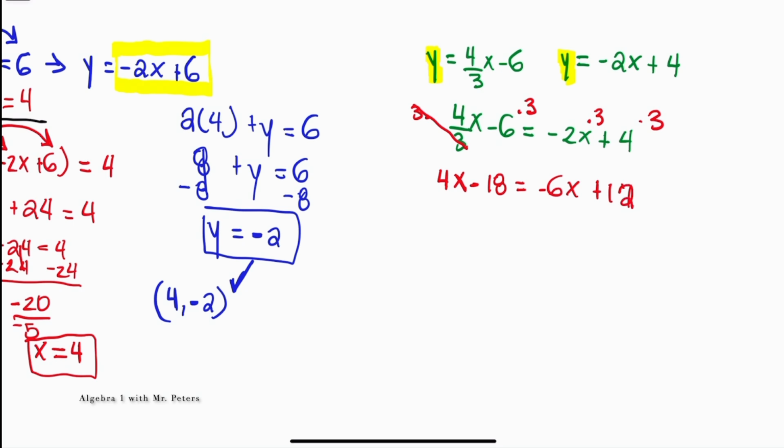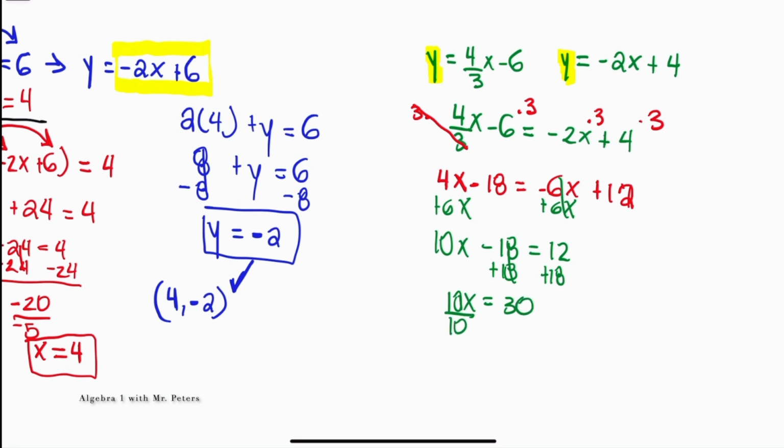So now we're just solving a regular equation. So we could add 6x on both sides. 10x minus 18 is equal to 12. Combine our constants. So we have 10x is equal to 30. And once we divide, we know that x is equal to 3.